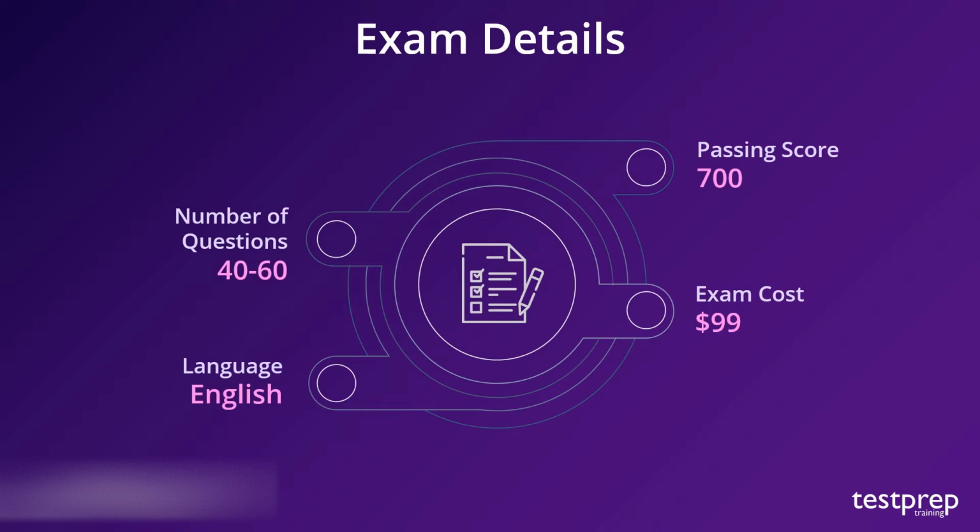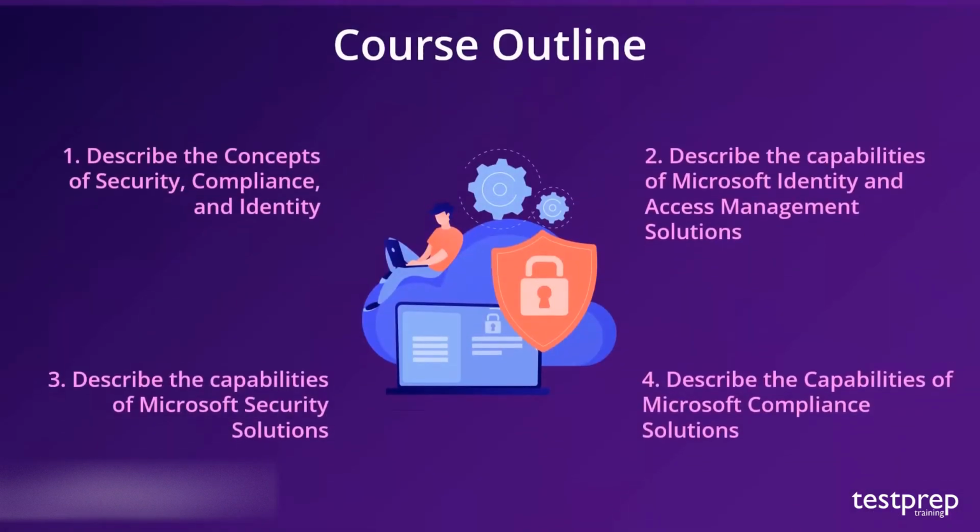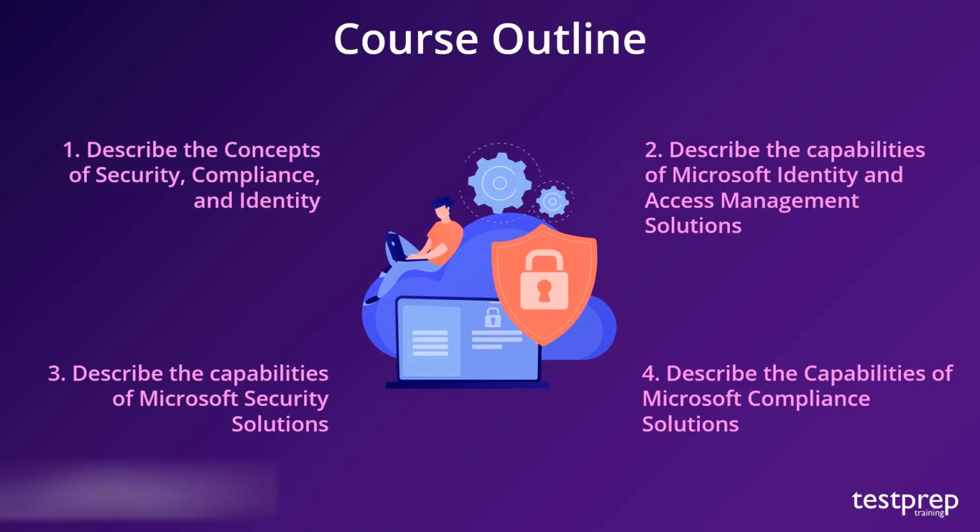Here you can see some important information for this exam. The course outline for the exam covers the following topics. 1. The concepts of security, compliance, and identity, where you describe security methodologies, security concepts, and Microsoft security and compliance principles. 2. The capabilities of Microsoft Identity and Access Management Solutions, where you learn about identity principles, basic identity services and identity types of Azure AD, authentication capabilities of Azure AD, access management capabilities of Azure AD, and identity protection and governance capabilities of Azure AD.